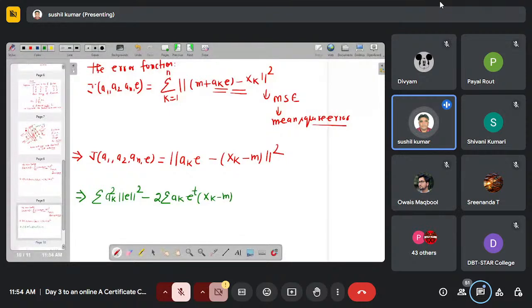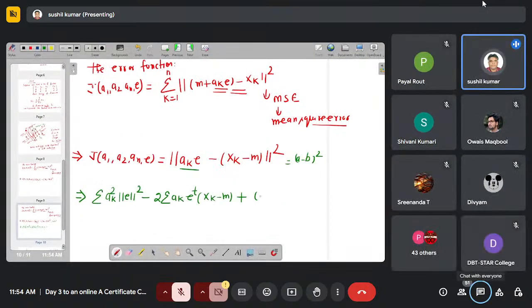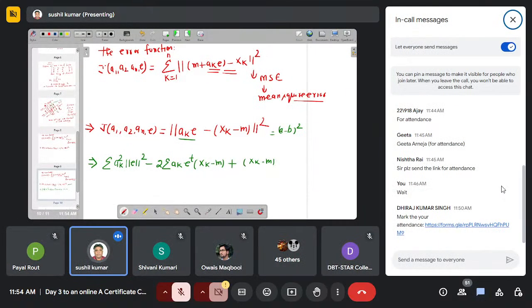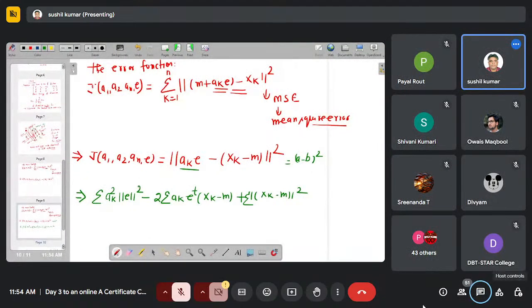So I'm not doing anything extra here. I'm opening this like (a minus b) whole square. So a square, so this part I have given square here. Minus 2ab, so minus 2 a of k e transpose (xk minus m), and plus (x of k minus m) whole square. And this is summation here. So this equation I have opened here.